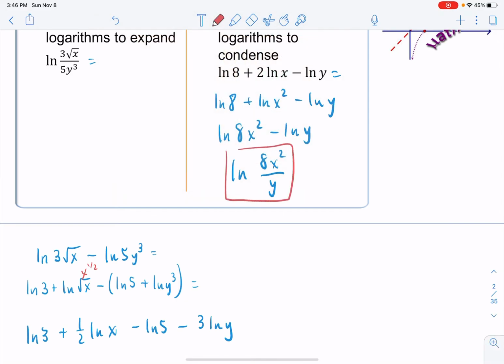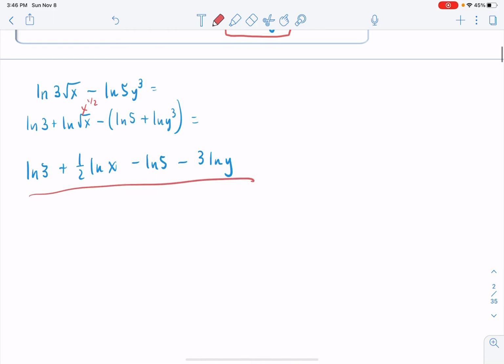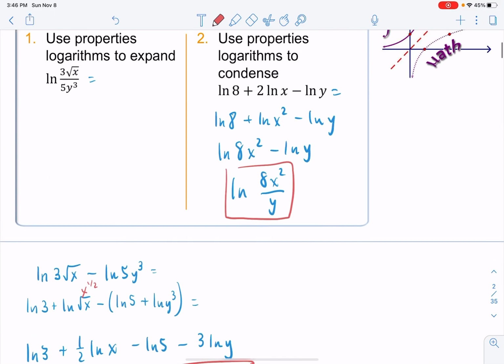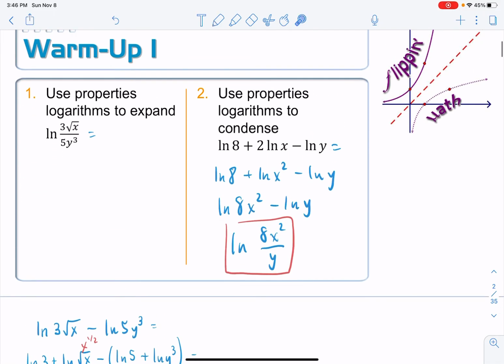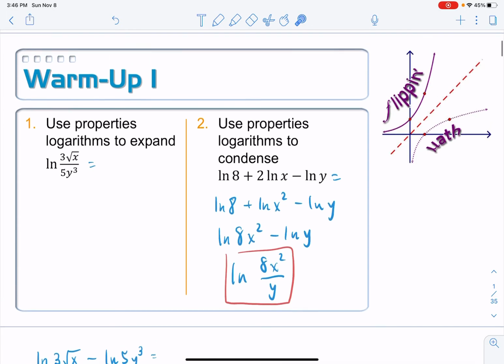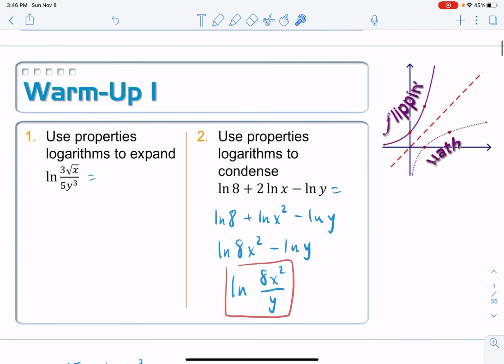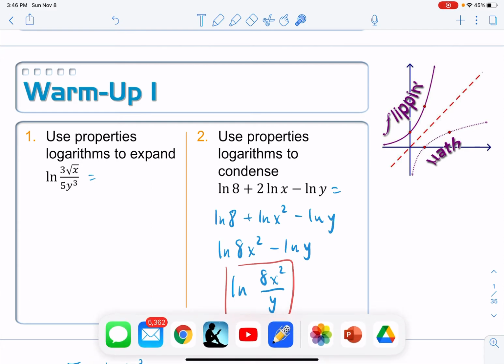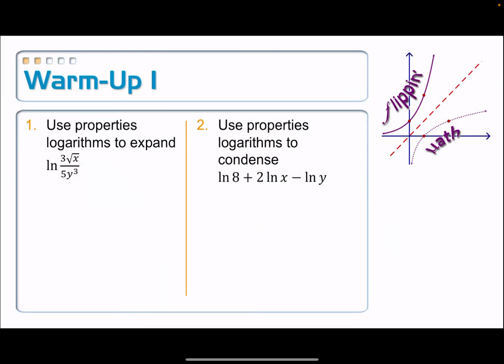Once again, you might be wondering why we're doing all of this. It's just because whenever I'm taking some sort of derivatives of these logarithms, sometimes using these properties are going to help us really simplify our problem.